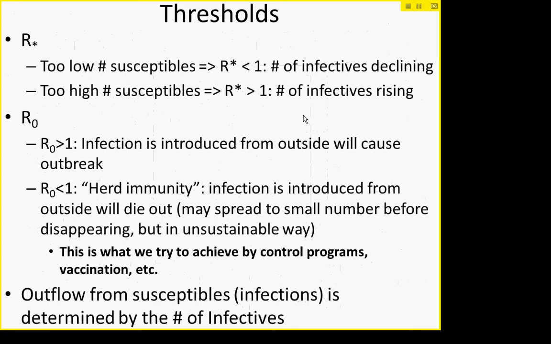If it's less than one, we have a herd immunity situation, where an infection introduced from the outside will die out. It will peter out. It won't stay in a sustainable, persistent way. And this is what we try to achieve by quicker time to treatment, in other words, shorter infection time, lower C, lower beta.